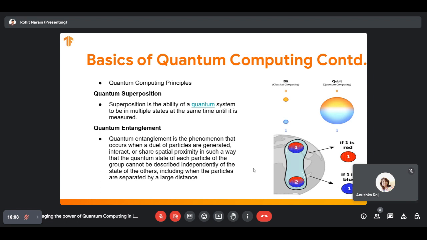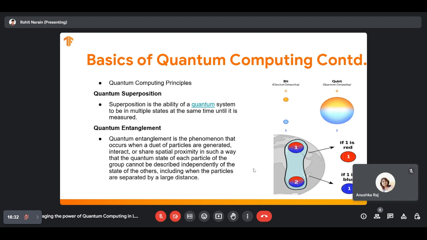So quantum computers actually work on the same phenomenon: until any state is measured, the qubit is in both states at once. So it works on that kind of principle, which is known as quantum superposition. The second most important thing that we need to understand is quantum entanglement.